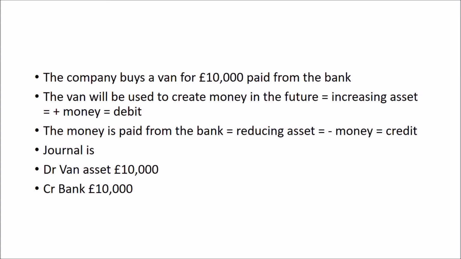What we've got in this journal is still two sides, and they're only within one type of category, the asset. So you don't have to have an asset and a liability and a capital in each journal. You can have two assets in this situation. The journal is debit van, an asset, £10,000, and credit the bank, £10,000. Let's do the next example.